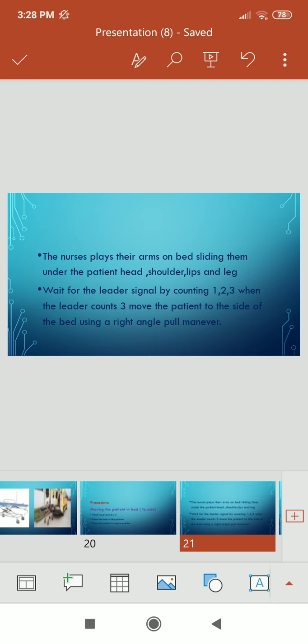The nurses place their arms on the bed, sliding them under the patient's head, shoulder, hips and leg. Wait for the leader's signal by counting 1, 2, 3. When the leader counts 3, move the patient to the side of the bed using a right angle pull maneuver.